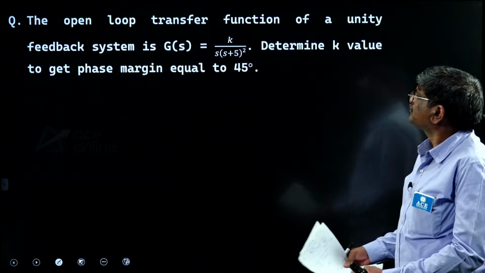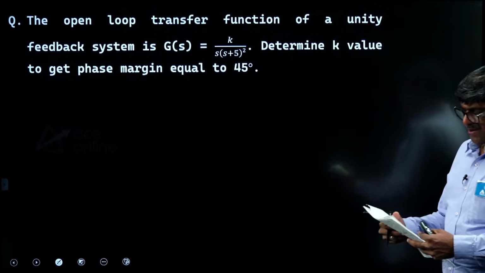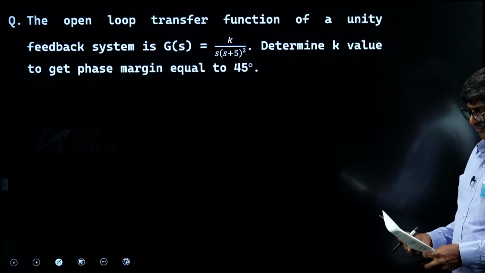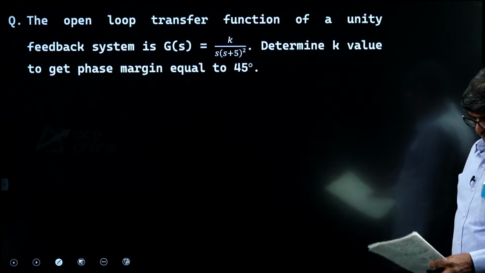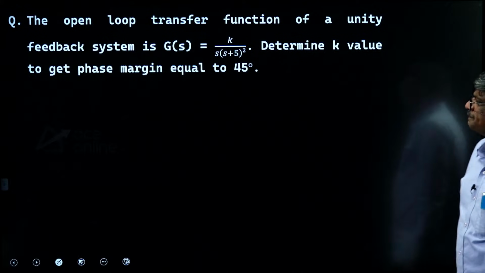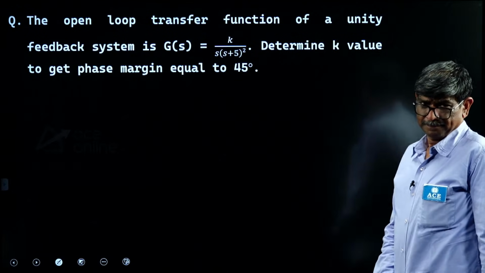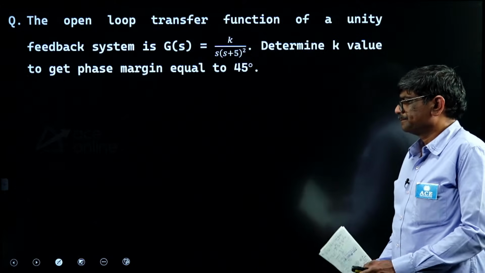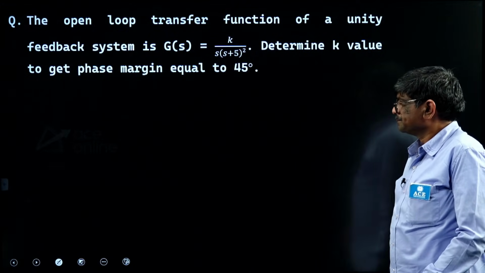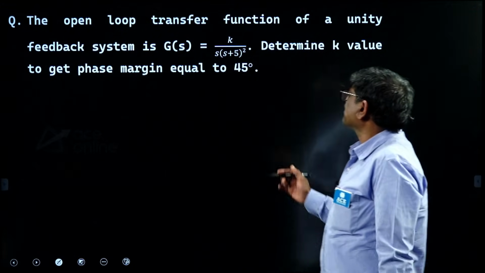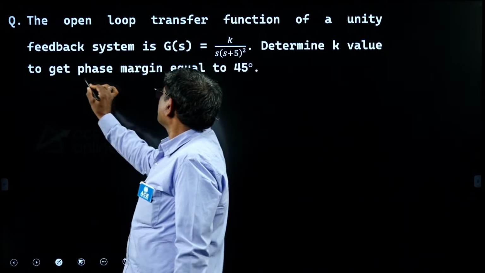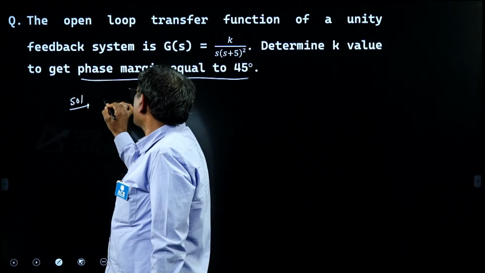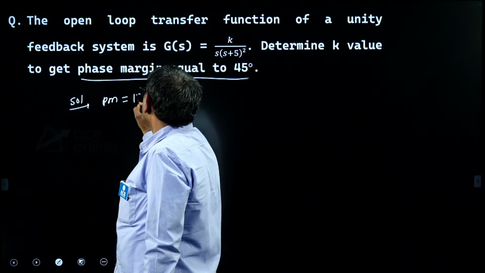Next question. Come on, do this. The open loop transfer function is given. We want phase margin equal to 45 degrees. So use the phase margin formula directly.